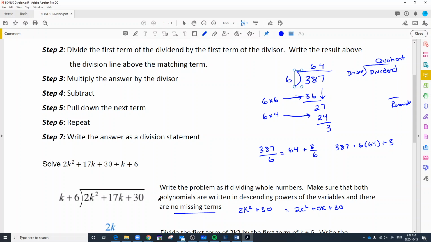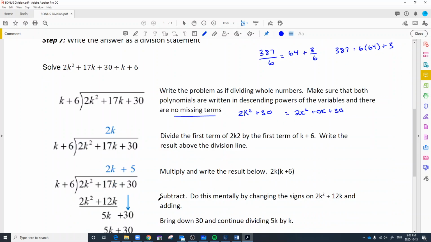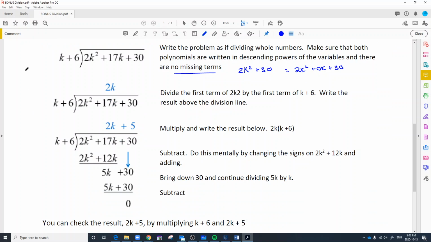Step 2 is the actual division process. It says divide the first term of the dividend by the first term of the divisor and write the result above the division line above the matching term. So step 1 was to write it as a division question. Step 2 is that we're going to take the first term, that 2k squared, and divide it by the first term in the divisor, so k. That gives us 2k. We take that and write it up here in the quotient.